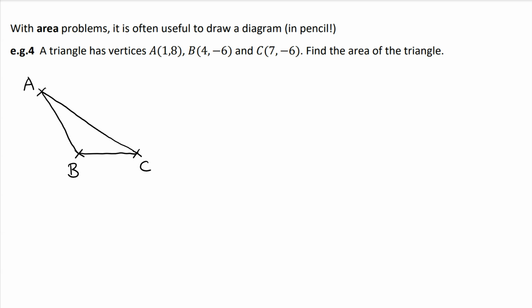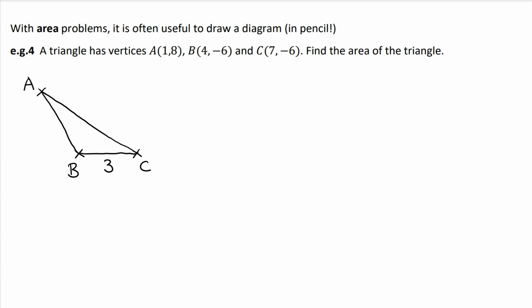No, we don't need to do any of that, because if we just do our sketch, what we should hopefully see is that BC is flat here. Because the x coordinate of B is 4 and the x coordinate of C is 7, and they both have y coordinates of -6, so it is completely flat there. So I know that BC just has a distance of 3.